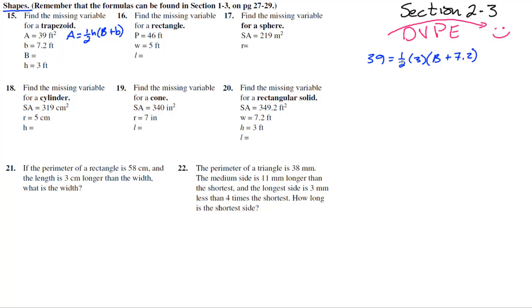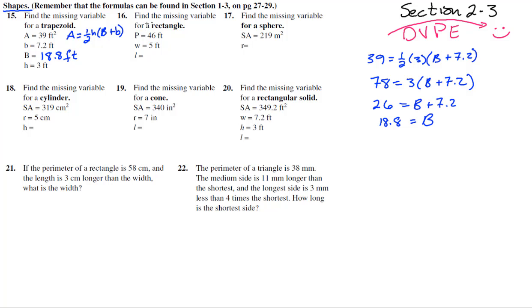I'm going to peel these off instead of jumping them through. I think that'll work a little bit better. Times by 2, and we get 78 equals 3 times big B plus 7.2. So I just times both sides by 2 to get rid of that fraction. Then divide by 3, and I get 26 equals B plus 7.2. Subtract 7.2 from both sides, and I get 18.8 is the big base. So 18.8, we're in feet.